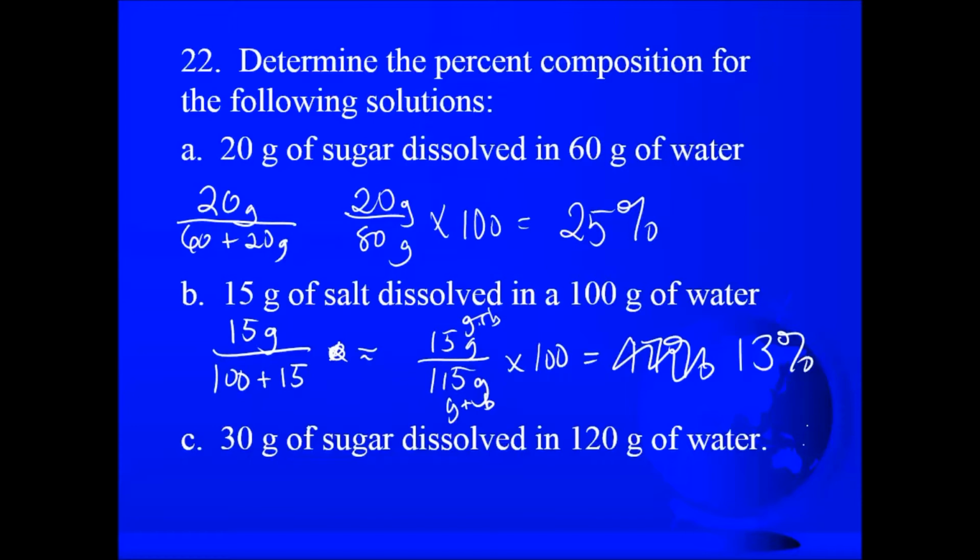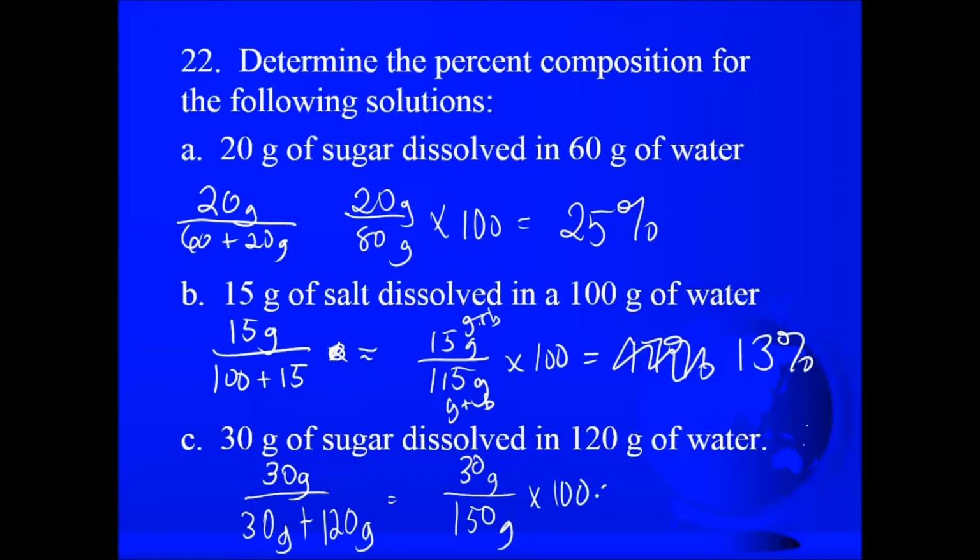All right, try this one. That looks like a. So 30 grams is the part, and the other part is 120 grams. Oh, I know what I did wrong. So 30 grams divided by the total, which is 150 grams. I thought it was just 120. I know what I did. I used 20 instead of 15.